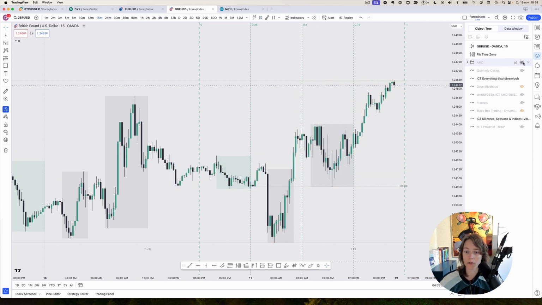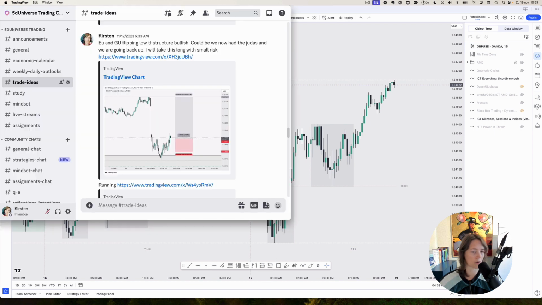And let me show you, let me remove these. I actually got into a trade here, but let me get the Discord on. That was this. I said EU-GU flipping low, time frame structure bullish. Could be we now had the Judas swing and we are going back up. I will take this long with a small risk.